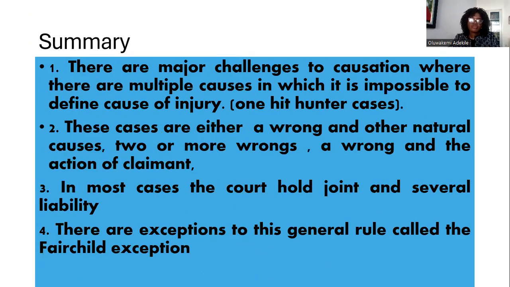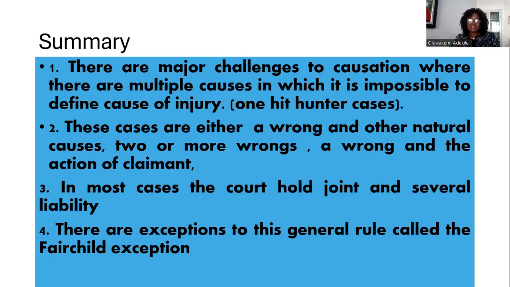Now, the summary of what we are saying is that when it comes to factual causation, the but-for test, the general rule for factual causation, may not be helpful in cases that we call multiple causes, where it is impossible to determine or define the cause of injury. What we have called the one-hit hunter cases.